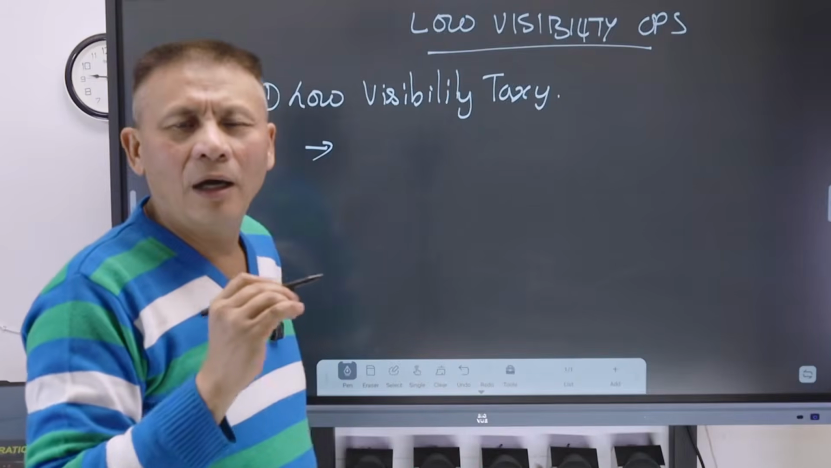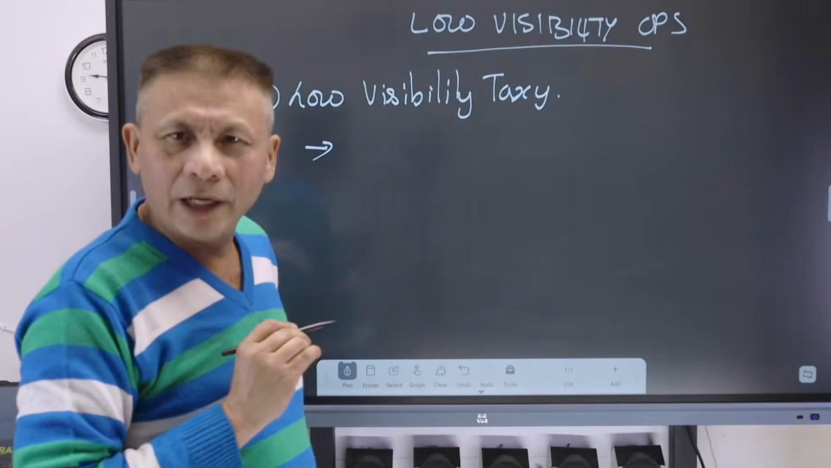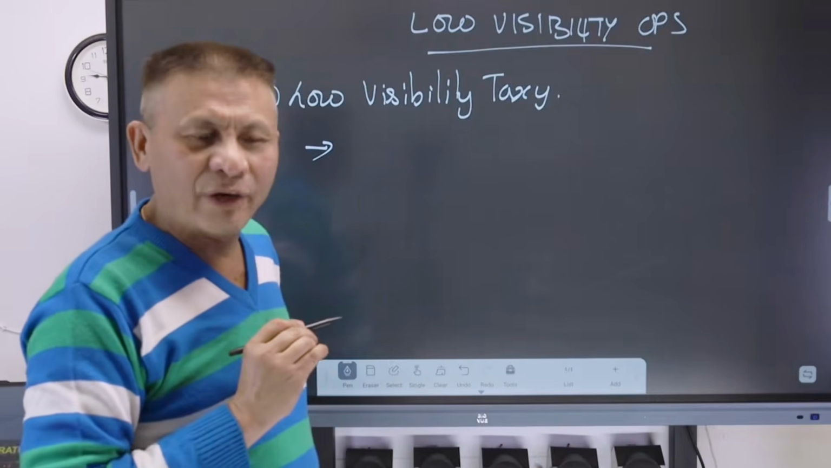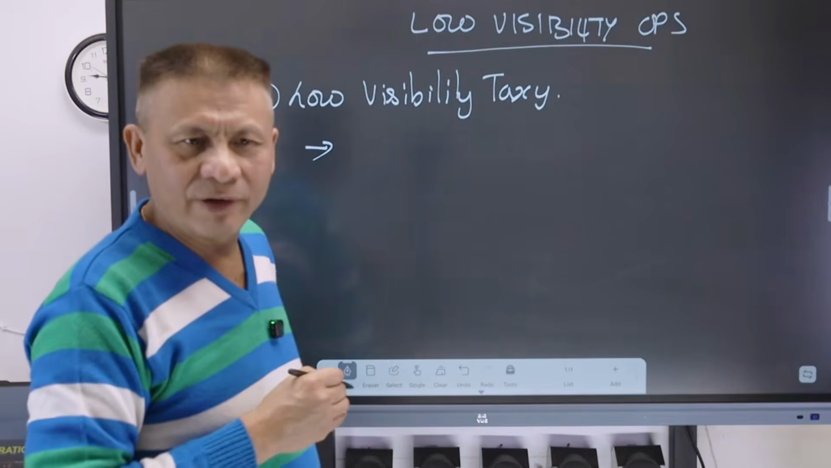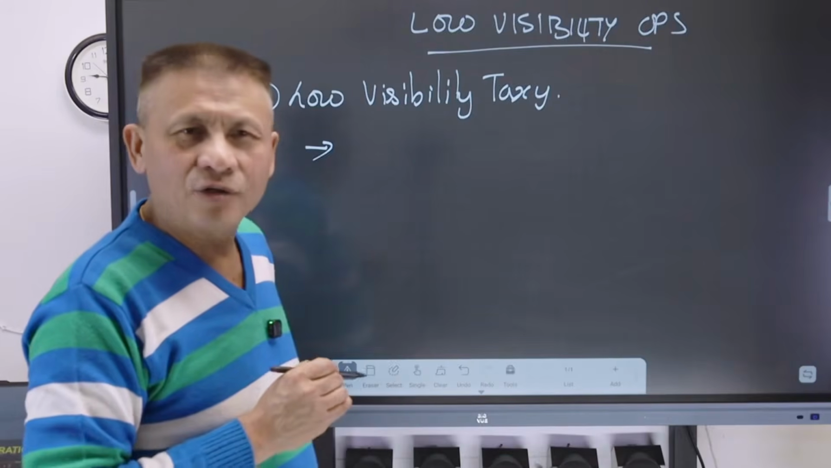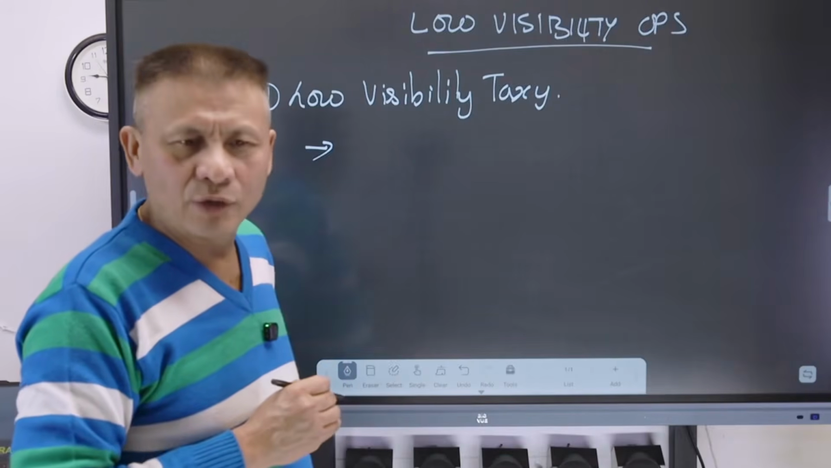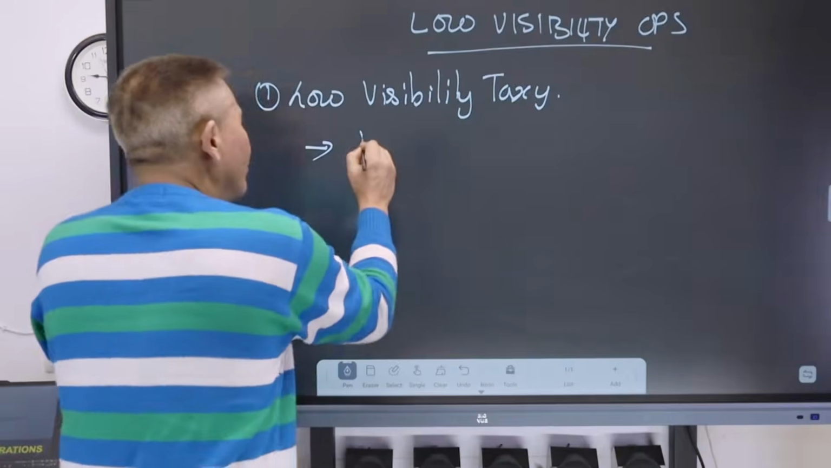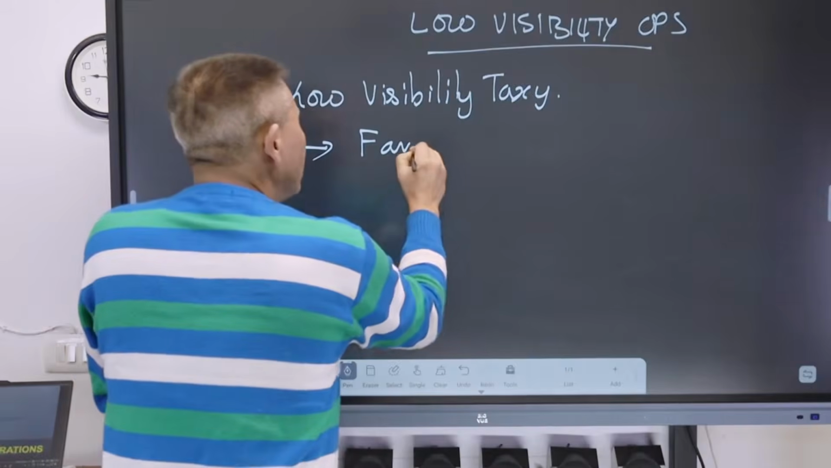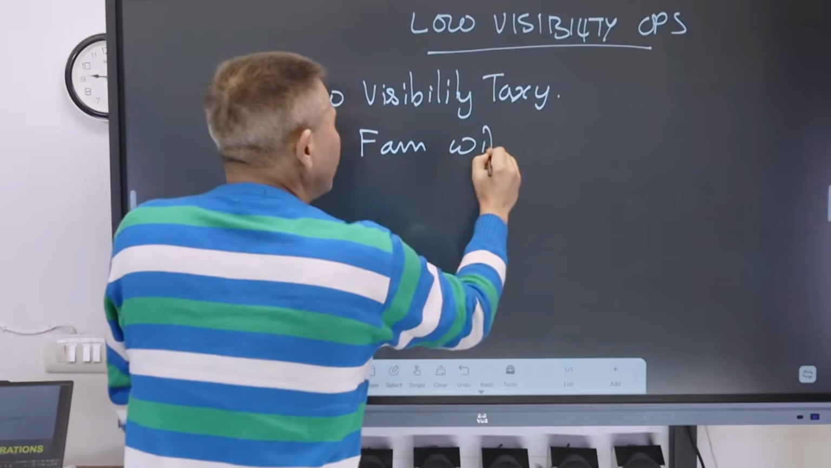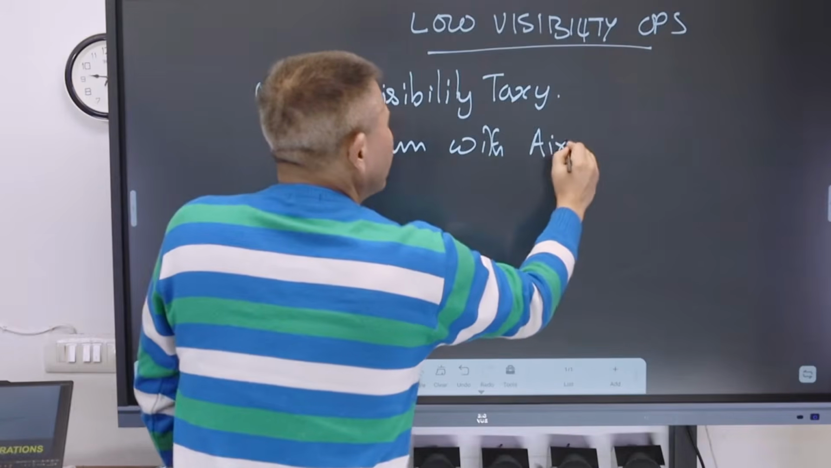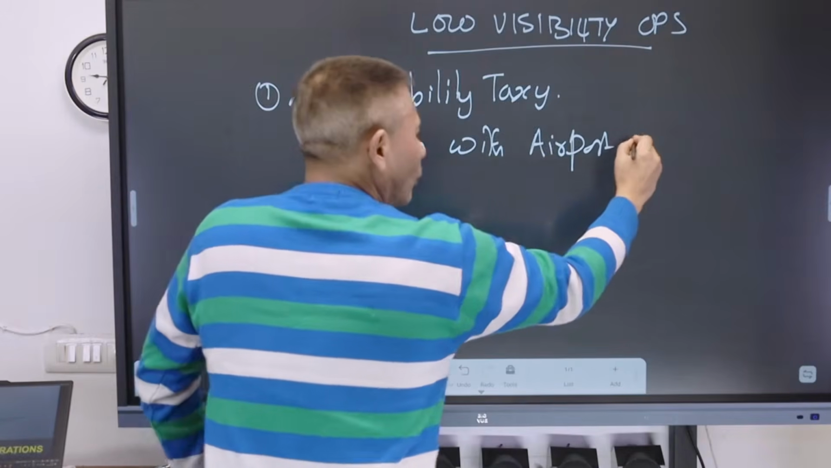Familiarization with the airport layout. Where will you find it? You can find it in the briefing folder in your Jeppesen charts or any other chart which you are utilizing. So, familiarization with the airport layout.